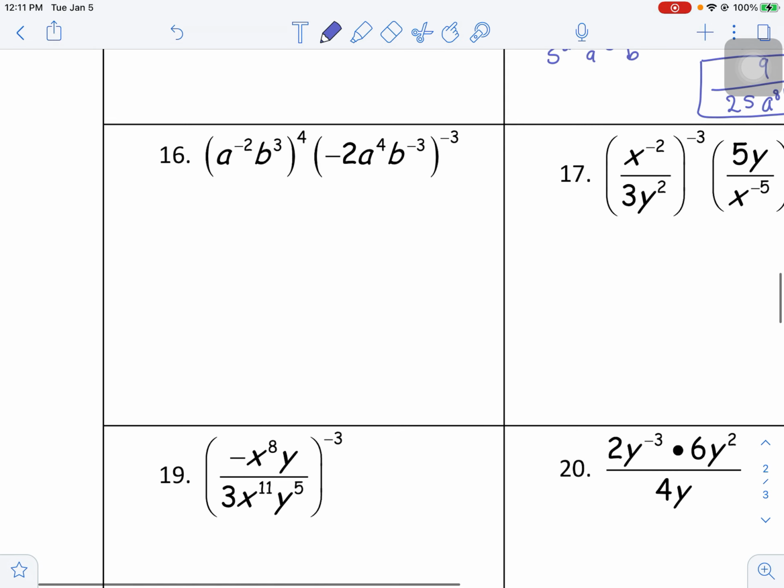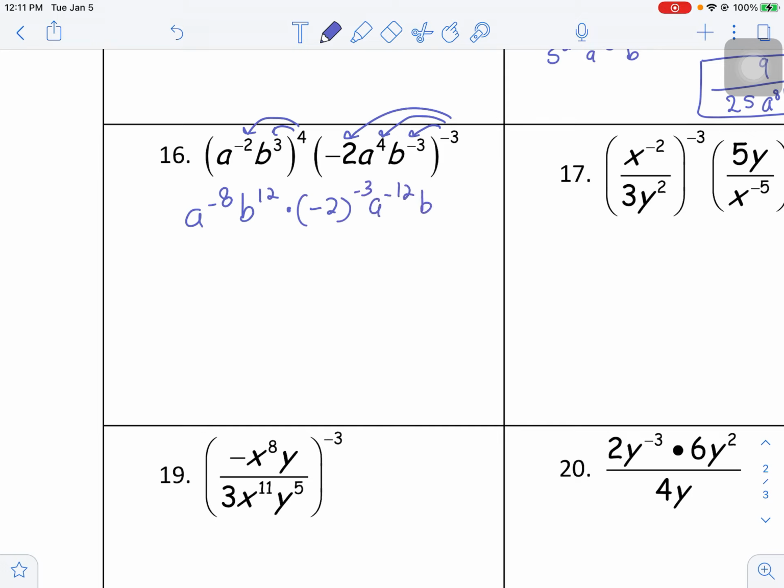Continuing on, number 16, I'm going to distribute 4, and then I'm just going to distribute negative 3 as well. That seems pretty logical to me. So let's go a to the negative 8, b to the 12, multiplied by negative 2 to the negative 3 power, a to the negative 12 power, and b to the 9th power.